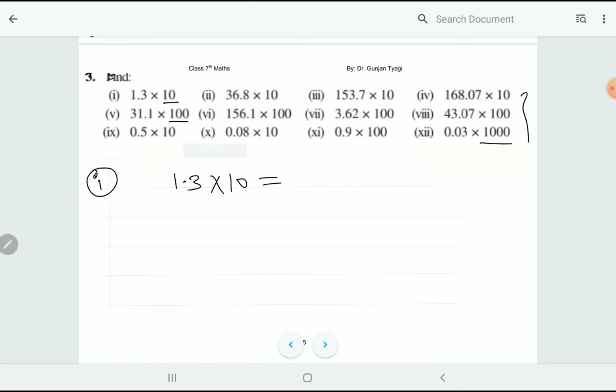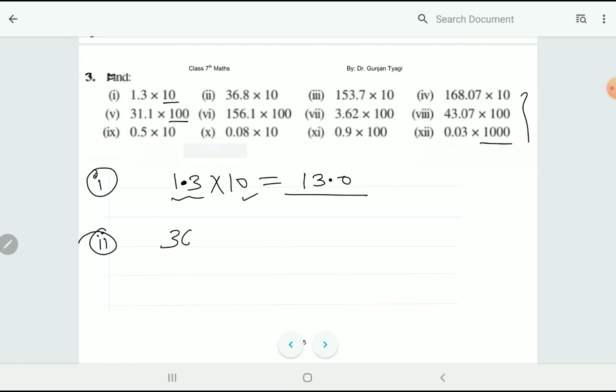When you multiply a decimal number by 10, because there is only 1 zero in 10, your decimal will shift one place to the right. Now decimal is here, so in the answer decimal will shift one place to the right. It is 13 point. पहले 1.3 था, 3 के पहले था, एक प्लेस शिफ्ट होकर 13.0 हो गया. Then very easy.